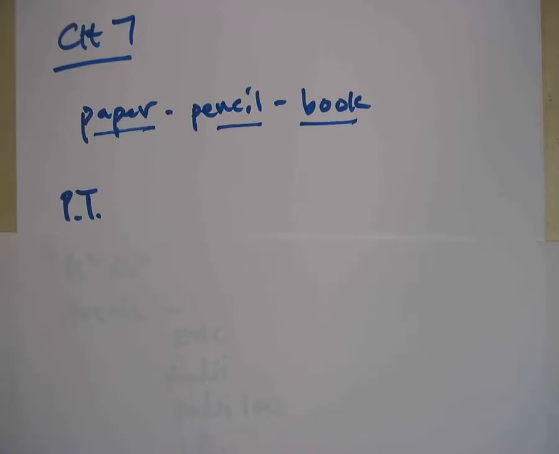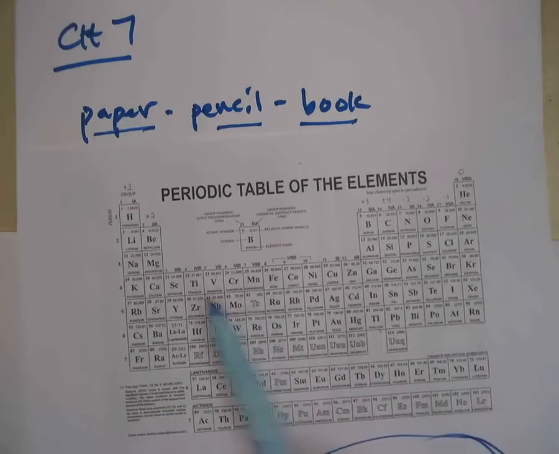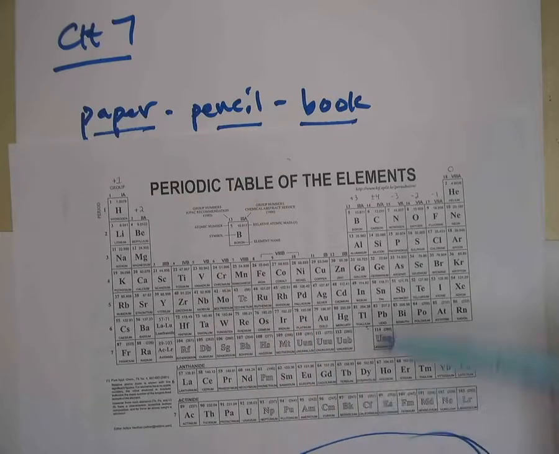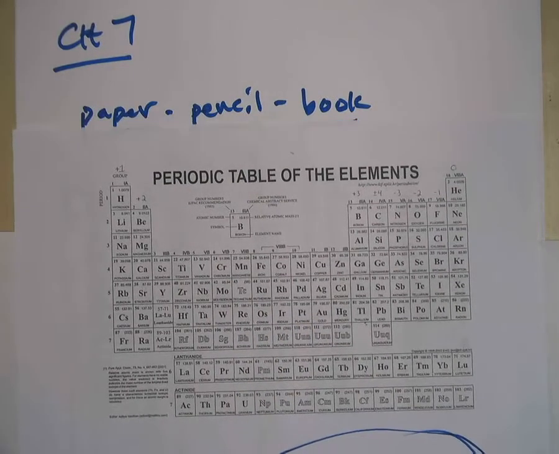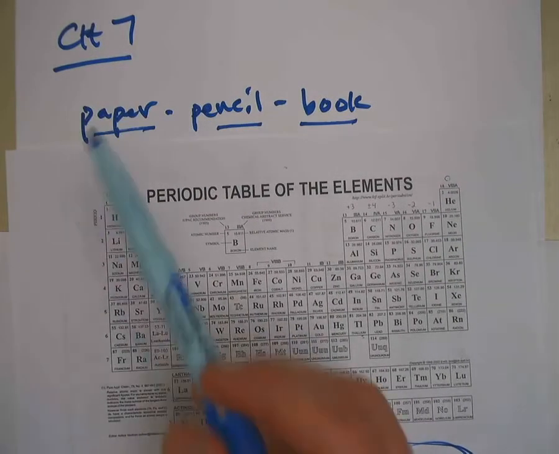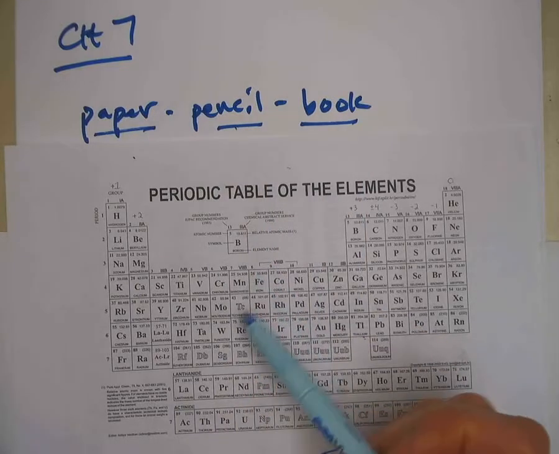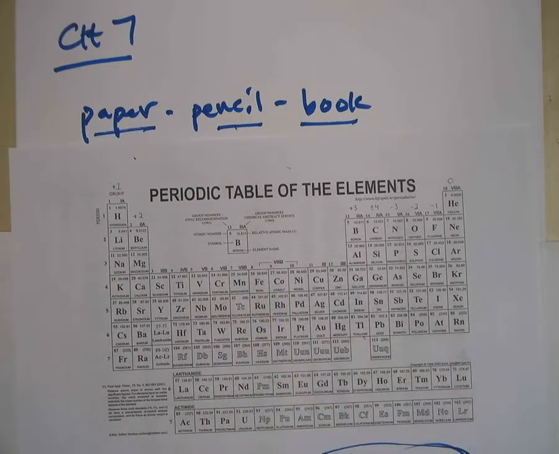We're going to take a look at a lot of trends on the periodic table, where the electrons are for various atoms. So having a periodic table in front of you is helpful as well. Pause the video now to make sure you have a paper, pencil, book, and a copy of the periodic table in front of you.